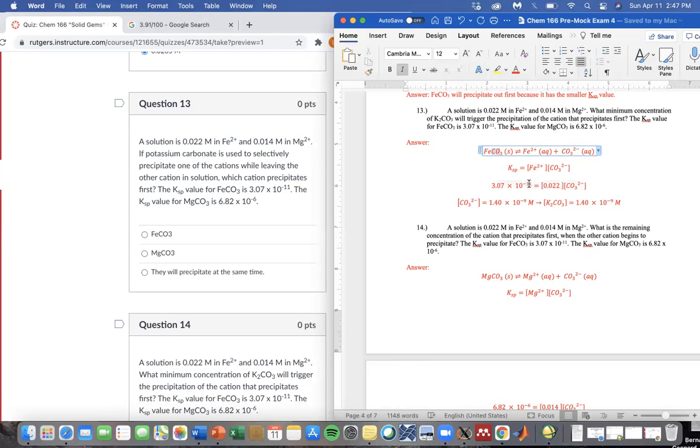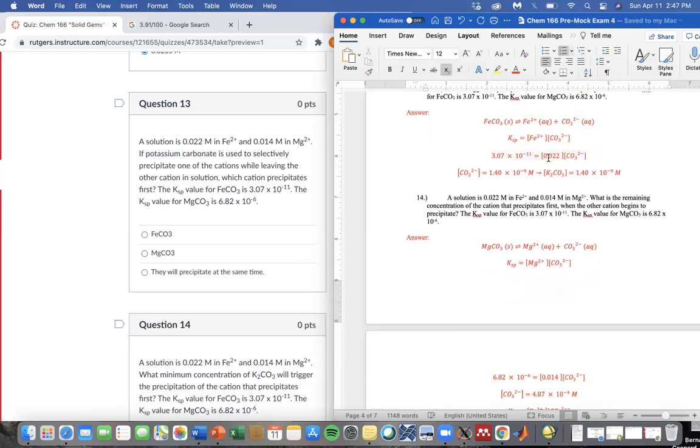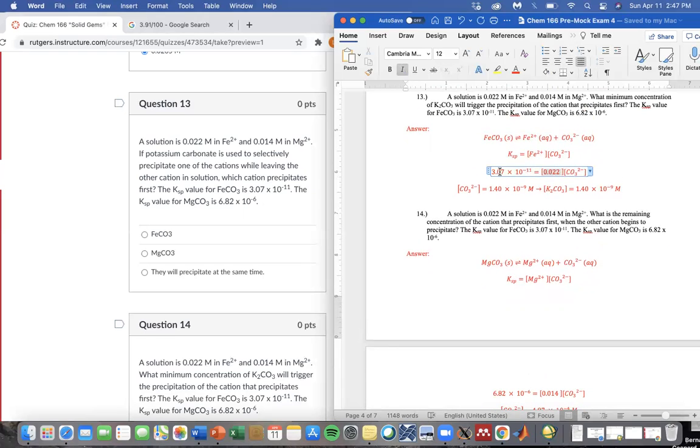And so we're given our K value and we're given the concentration of Fe2+ that's in the solution already. So what we really need to solve for here is the concentration of CO3 2- in order to figure out what the minimum concentration of K2CO3 is that will trigger the precipitation. And so in this case, all we have to do is divide this KSP value by our 0.022, which is the concentration of our Fe2+.